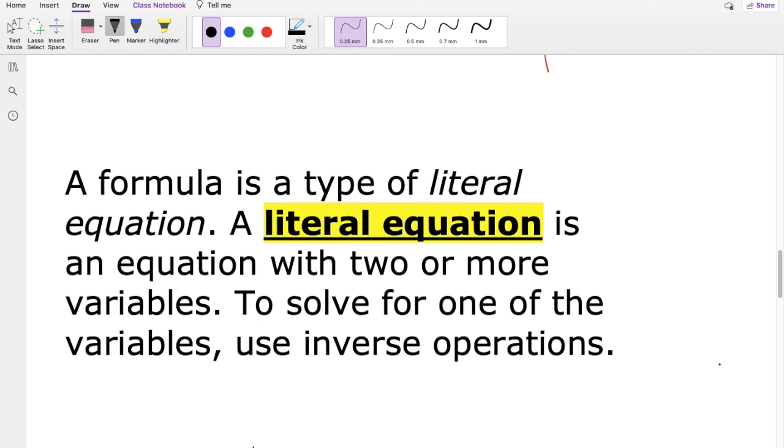In this video, we are going to be talking about literal equations. A formula is a type of literal equation. All a literal equation is, is that you have two or more variables in an equation. To solve for one of those variables, you do exactly like we've been doing. You use inverse operations. Just sometimes you'll be able to add things together, and sometimes you just have to keep them as their variables. So let's look at some examples.